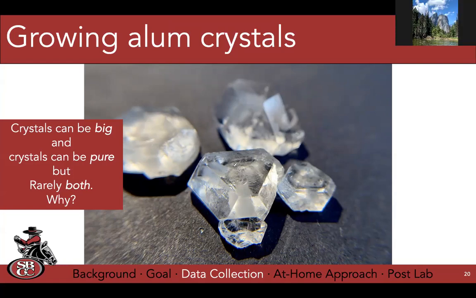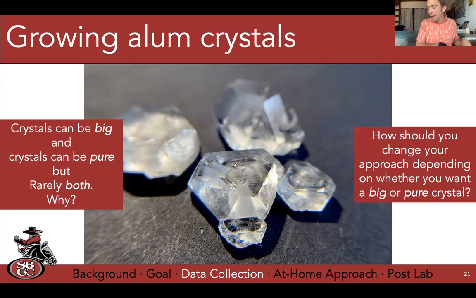Because when you increase the size, it's harder to get them more pure and more arranged. Right. So whenever we are approaching making a crystal, if we want it to be very large, it's much harder to ensure every single ion pair or group is oriented exactly in its unit cell orientation. And so how do you think we should change our approach if you want a big crystal or a pure crystal?